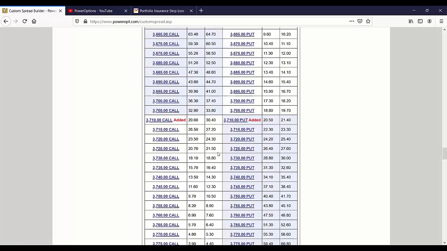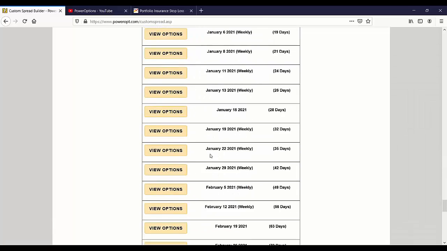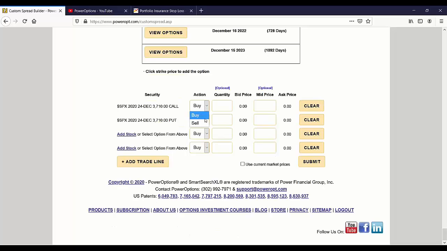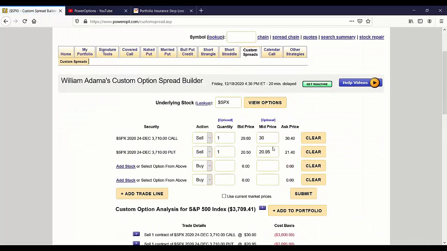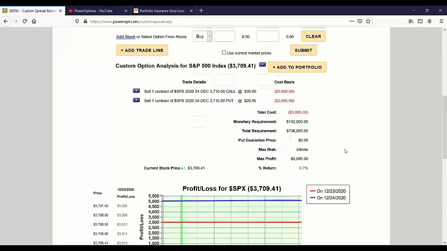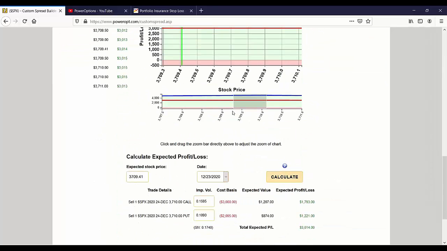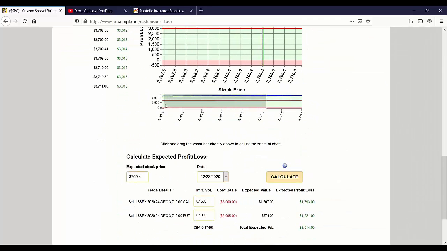I'm going to use 37.10. I could use 37.05, but I'm going to focus on 37.10. All right, we just added those in. We're going to sell one of each. And I'm just going to use one contract, folks, so we can keep the math simple. Now, as you saw from Octavio's initial question, we're getting a decent premium here. We're getting almost $50, $51 in premium. So for one contract, that's $5,195.